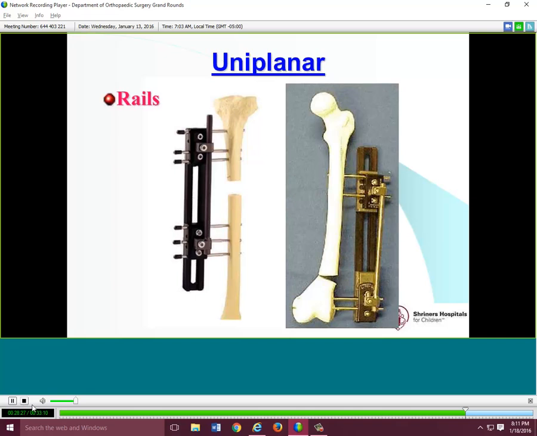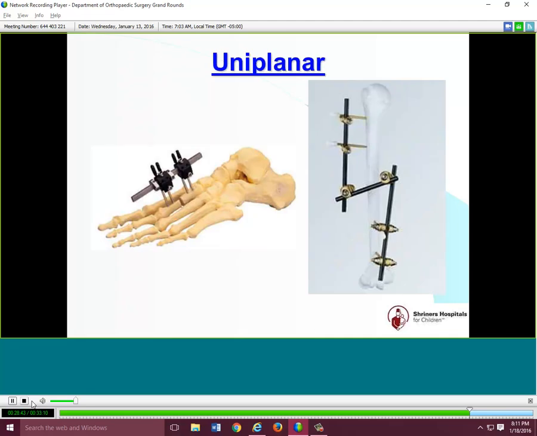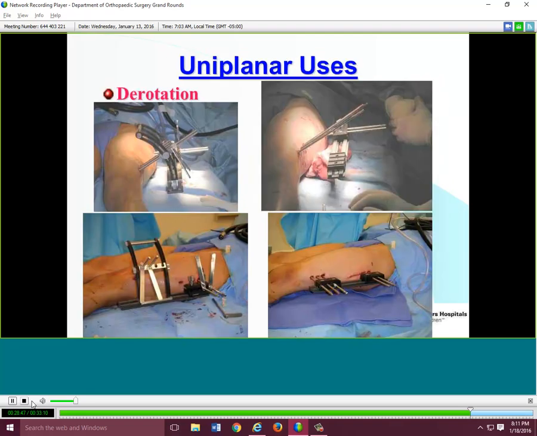You can correct a valgus deformity back into varus. A little hard to do the opposite with, go from varus to valgus, but it is still possible. Different forms of uniplanar ones that we can use. You can use them on toes. Yeah, you guys are very used to these, I'm sure, in the trauma sphere.